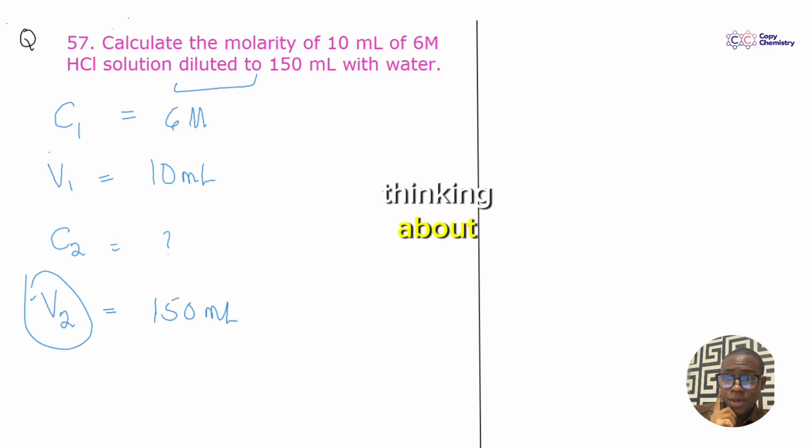Diluted to. If they said it was diluted by adding 150 ml of water, you would start thinking about it: they added 150 ml of water to the 10 ml. That means the new volume of the solution will be 160. Okay, but that's not what we're dealing with right now. We just said it was diluted to 150 ml, so the final volume is 150 ml.